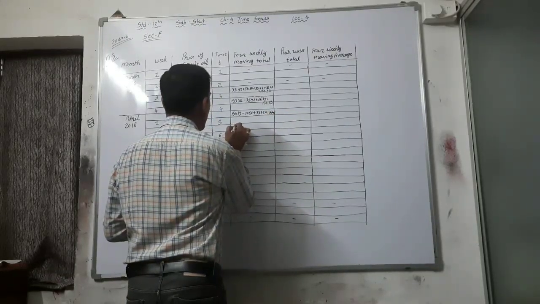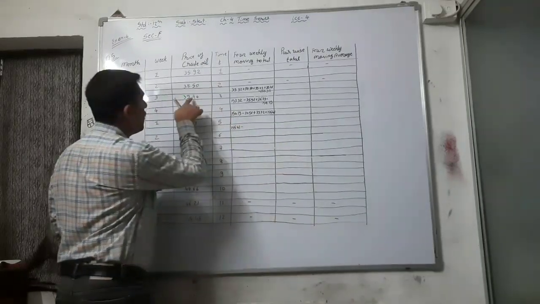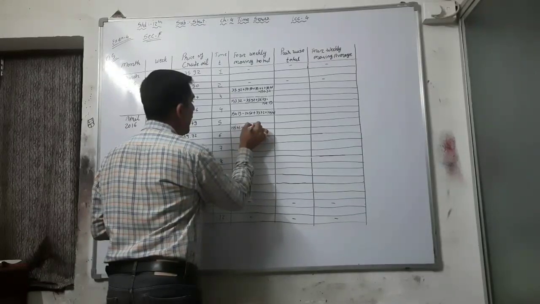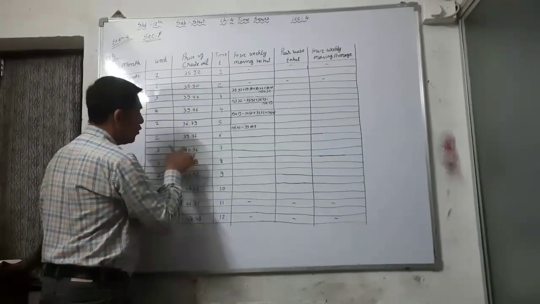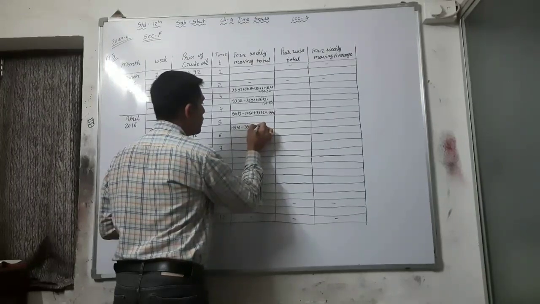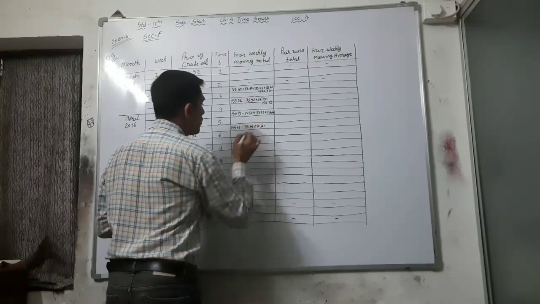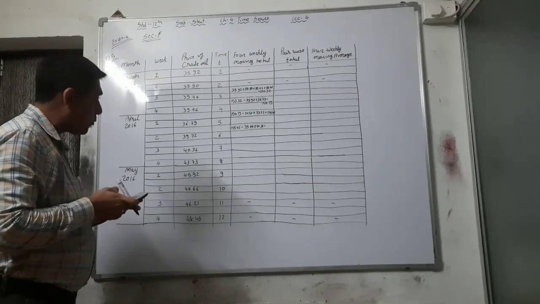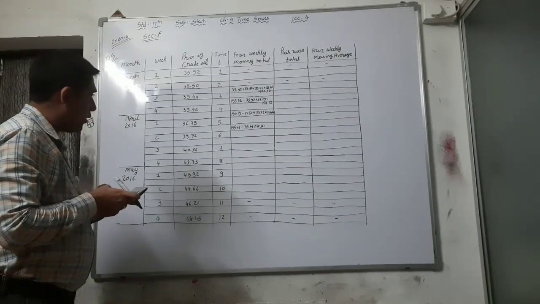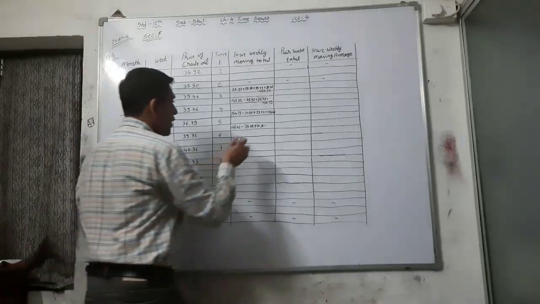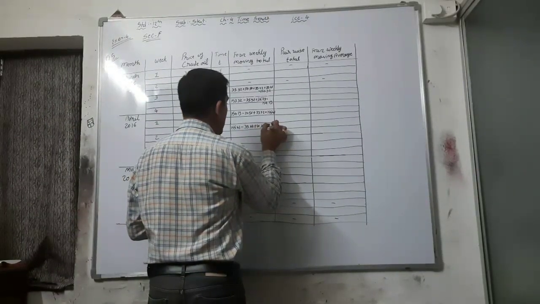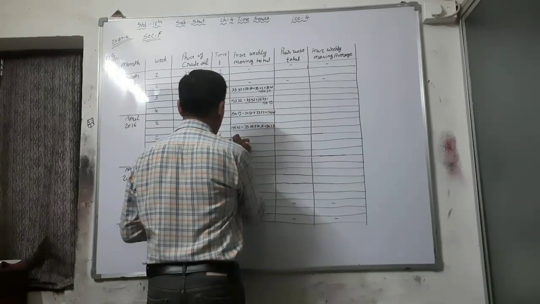Now 155.41 minus, after 38.50 we have to subtract 39.44 and add 40.36. Minus 39.44 plus 40.36, that is 156.33.